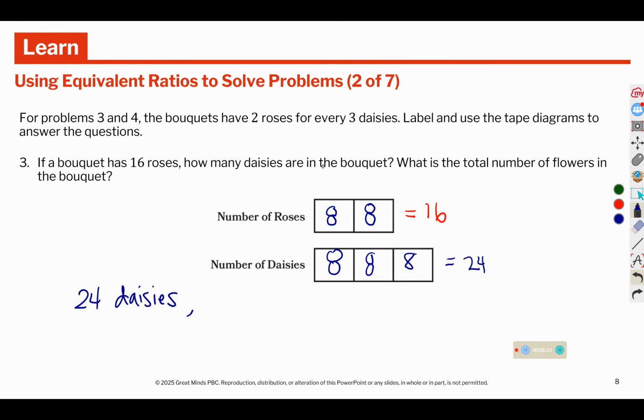And then it says, what is the total number of flowers in the bouquet? Well, there's 16 roses and 24 daisies. That would be 40 total flowers.